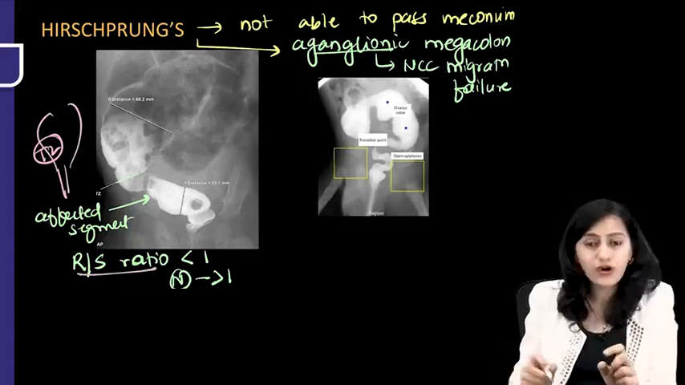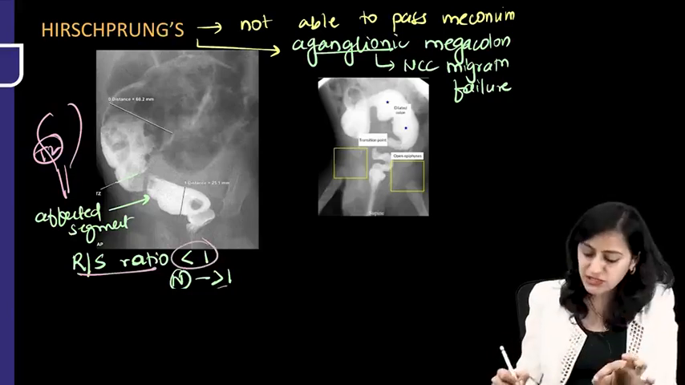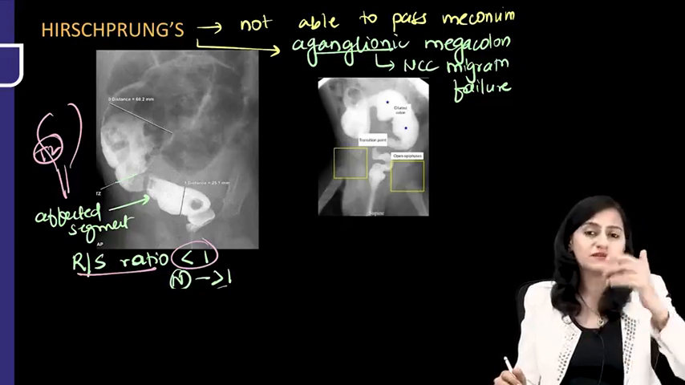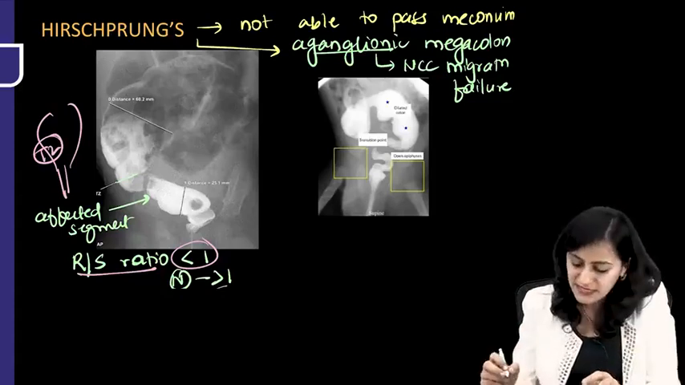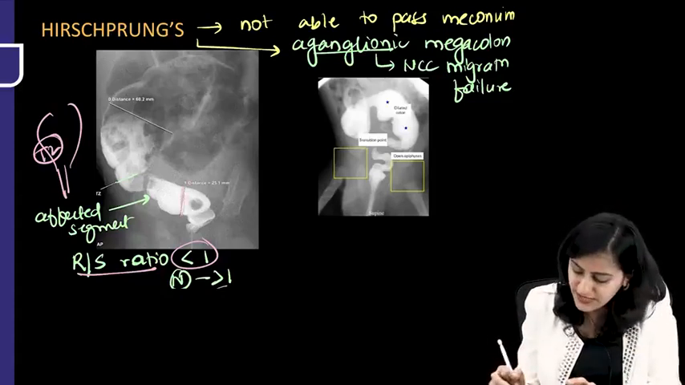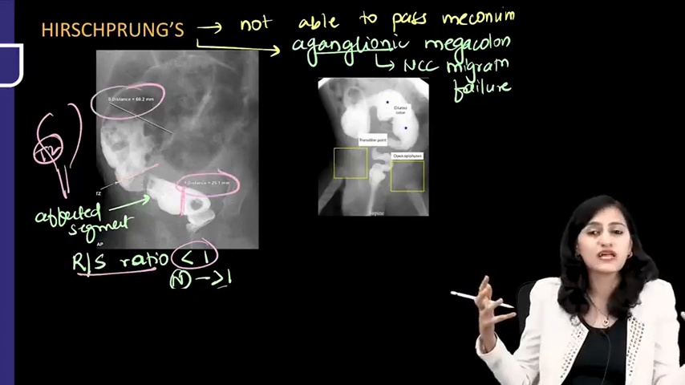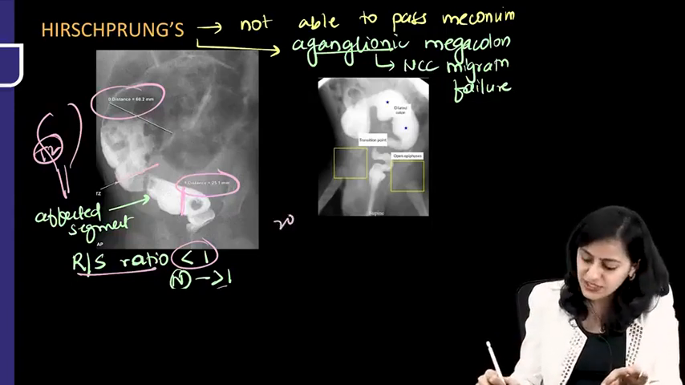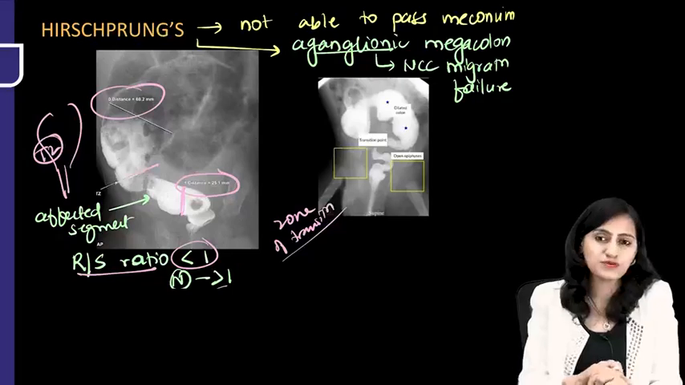And the rectosigmoid ratio in Hirschsprung's becomes less than 1. Normally, the ratio is more than 1. That means when you look at the rectum diameter versus the sigmoid diameter, the rectosigmoid ratio normally is more than 1. In Hirschsprung's, it becomes less than 1. So look at this one here. The rectum is 25. The sigmoid is 60. The sigmoid is more dilated. Rectosigmoid ratio is less than 1. Zone of transition or transition point is a very important clue for Hirschsprung's disease.